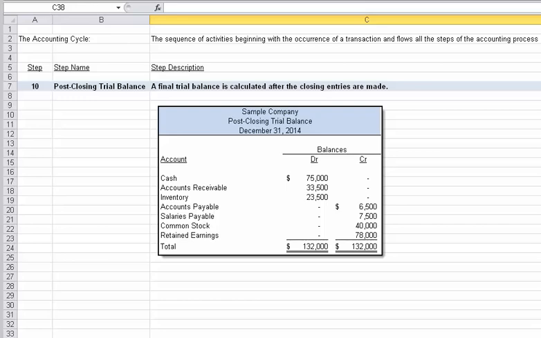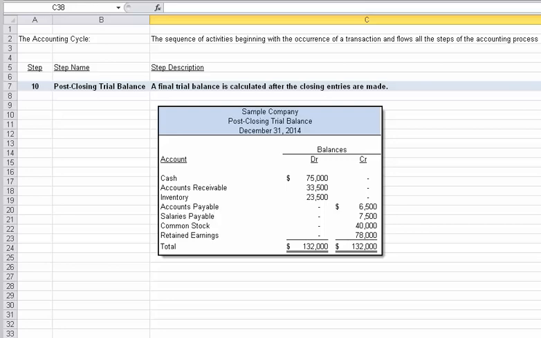But in this example, I've used a corporation as an example, so the closing out of revenues and expenses made their way to retained earnings. And as always, the debits always equal the credits. The post-closing trial balance is somewhat of a check to make sure that everything closed out correctly and we're still in balance. But it is the last step of the accounting cycle.